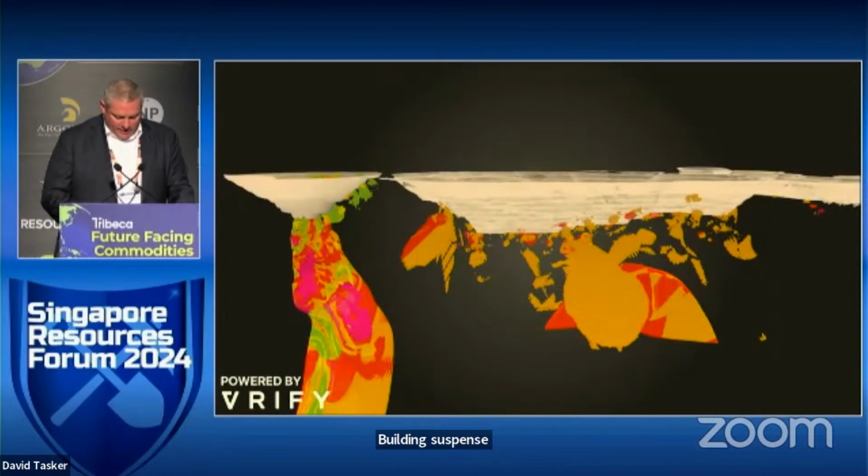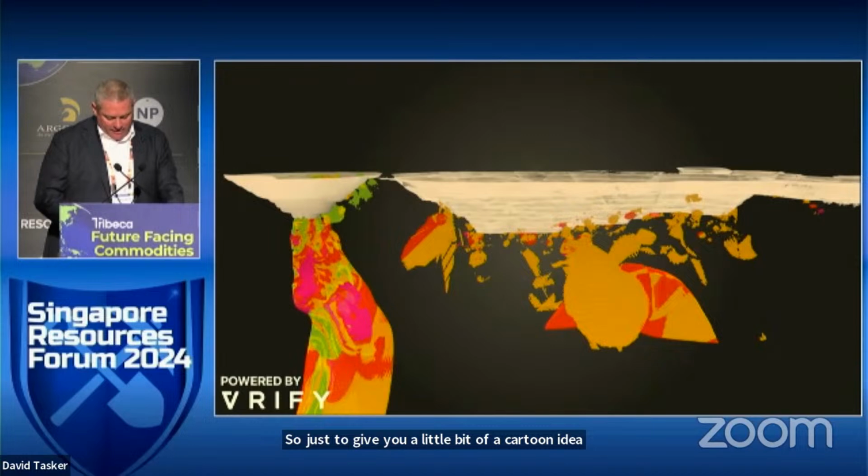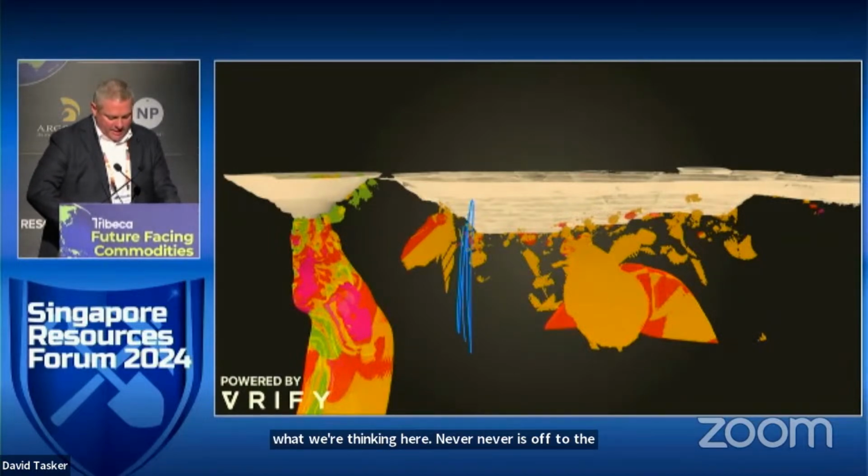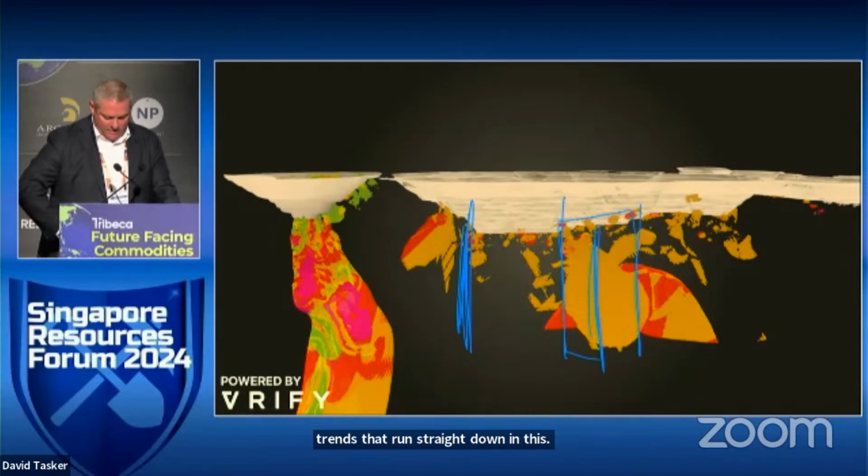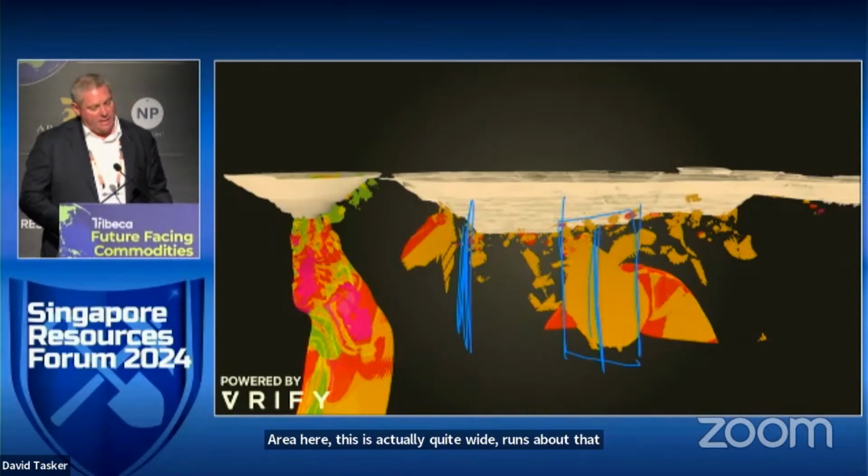So just to give you a little bit of a cartoon idea of what we're thinking here, Never Never's off to the left-hand side there, but what we're seeing is general trends that run straight down in this area here. This is actually quite wide, runs about that far apart. So we're drilling those areas right now.